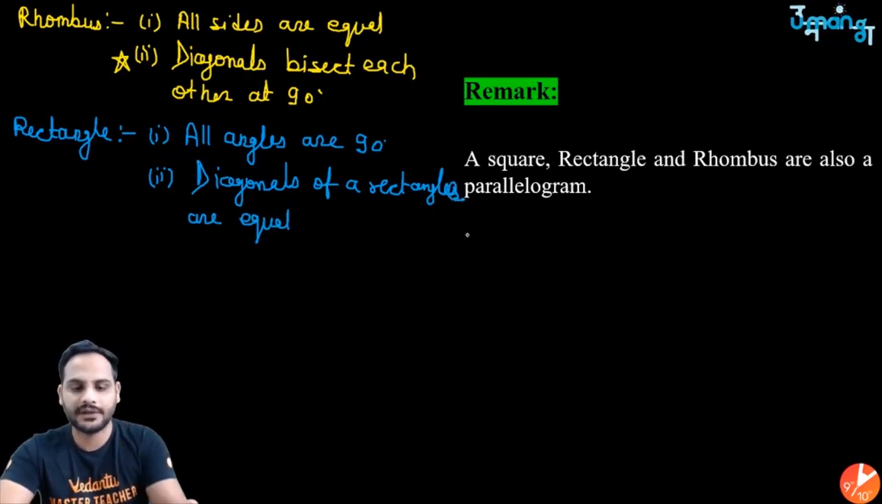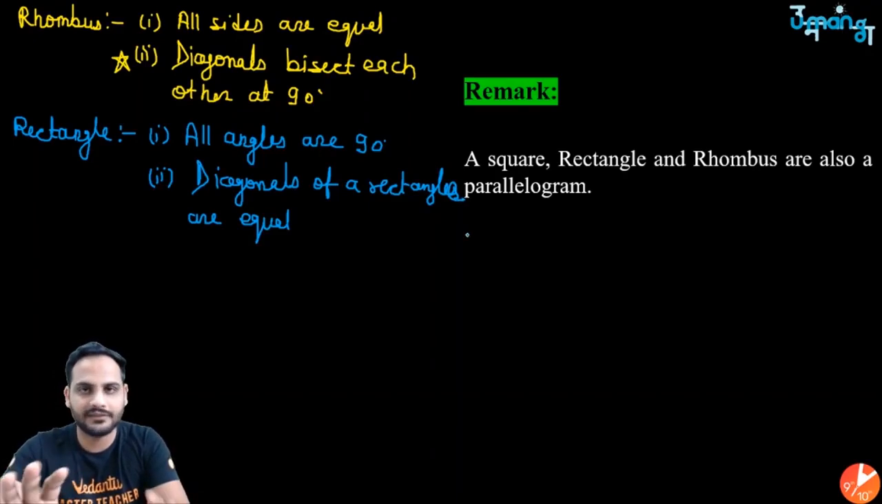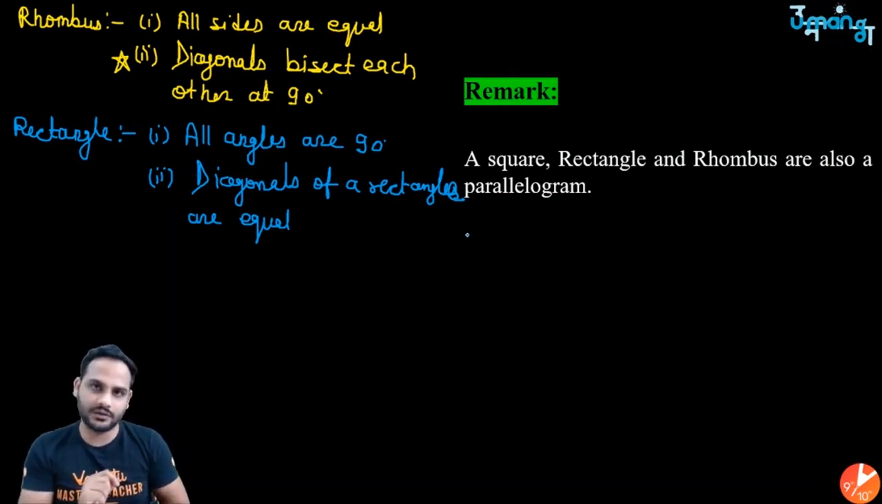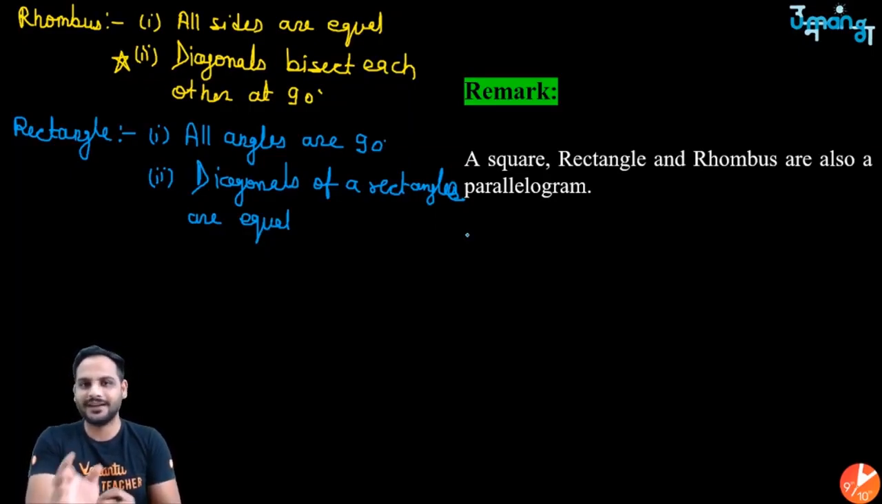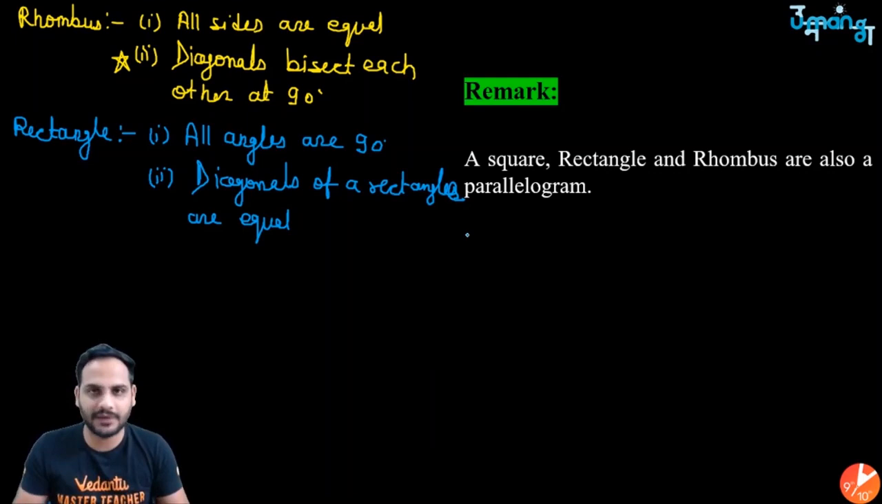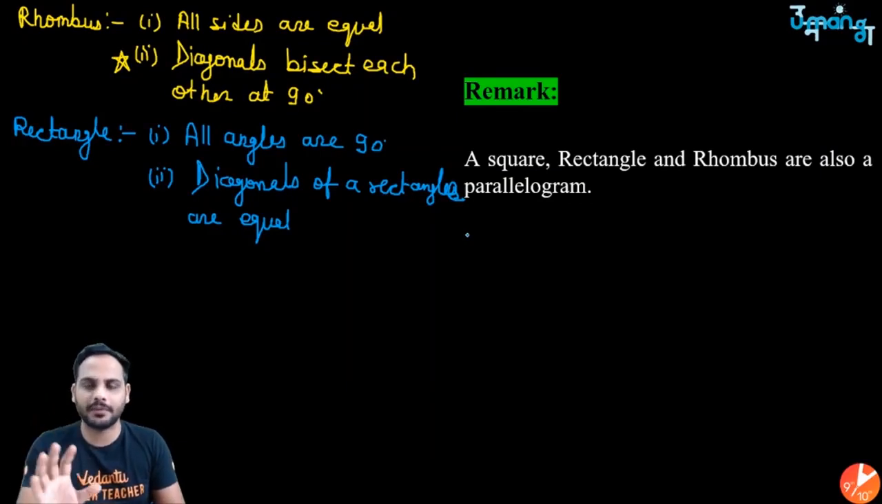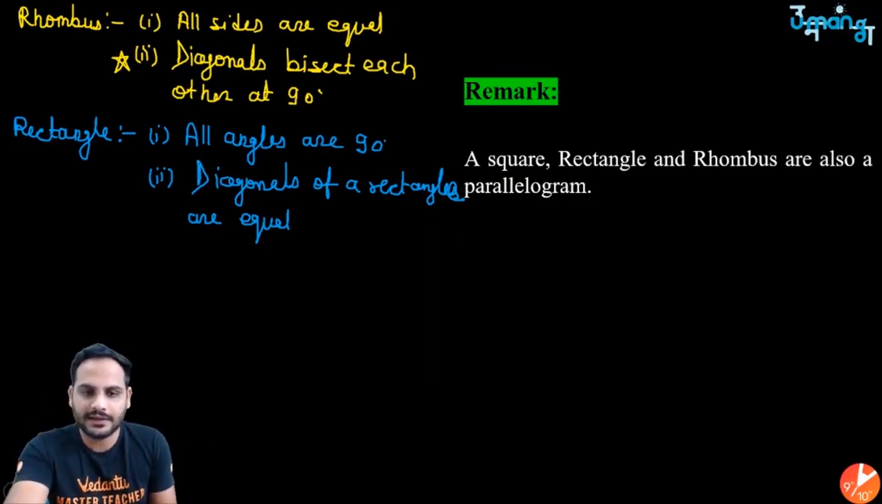Now see, in a parallelogram and in a rhombus, diagonals are not equal. They can be different as well. But if you have a rectangle, the diagonals will always be equal. What will be the angle between the diagonals? We don't know. It is not that in a rectangle the diagonals are at 90 degrees. No, in a rectangle the angle between the diagonals can be anything, but the diagonals will be equal. So rhombus and rectangle both have these extra properties which are different from each other. Then comes your square.